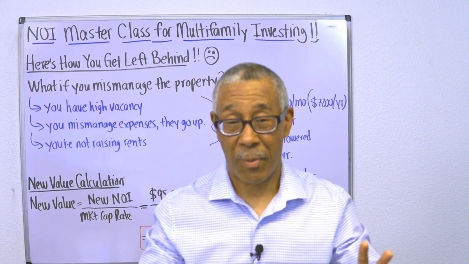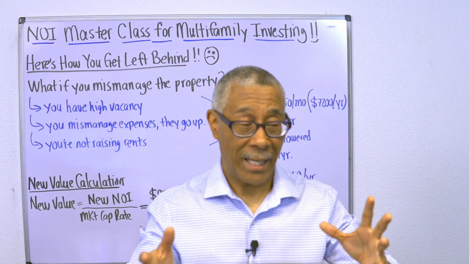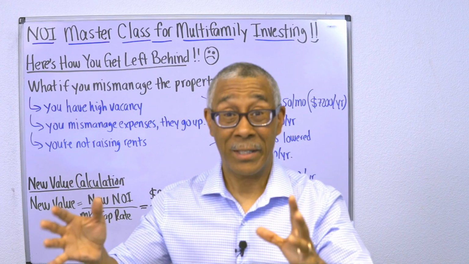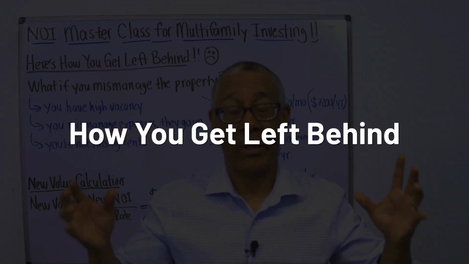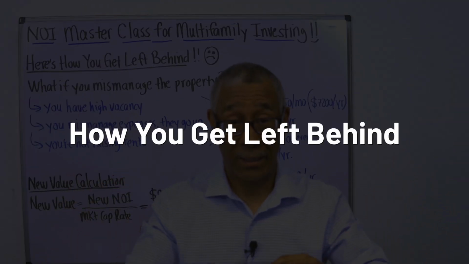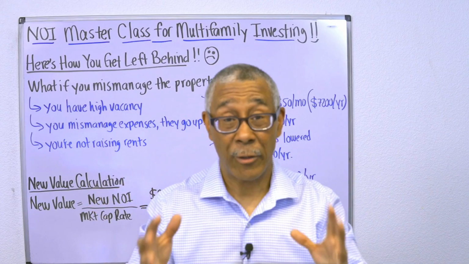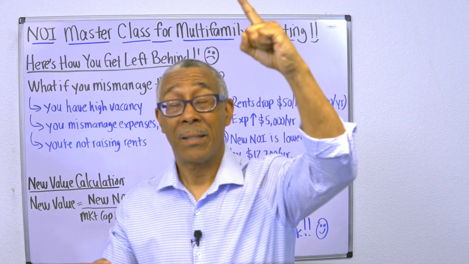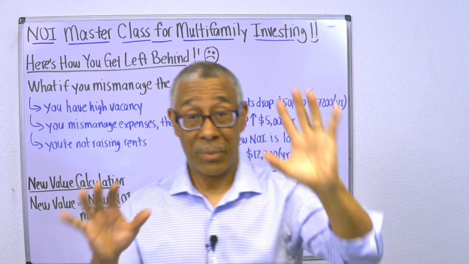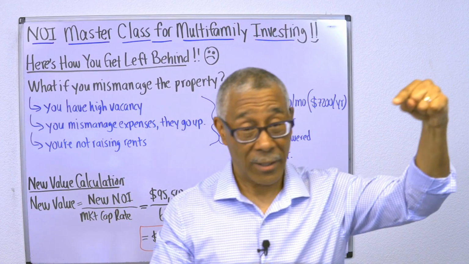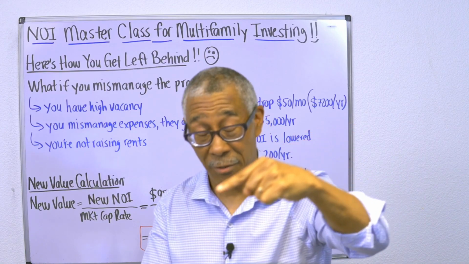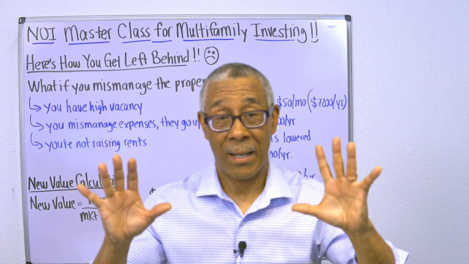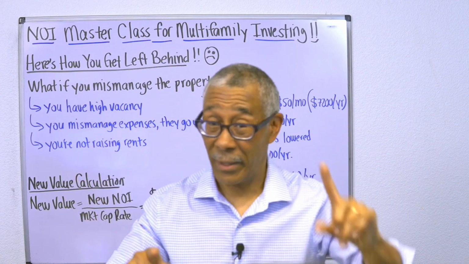Here we are at the last part. I gave you the positive side. Now, as a responsible coach, I need to give you the negative side. I talked about earlier how to get left behind in this business of multifamily investing, and how you do that is if you mismanage the property. As the NOI goes up, the cash flow goes up, the value goes up, but guess what? Conversely, as the NOI goes down, so does the cash flow, so does the property value. So understand that this is how NOI drives the property value up or down.